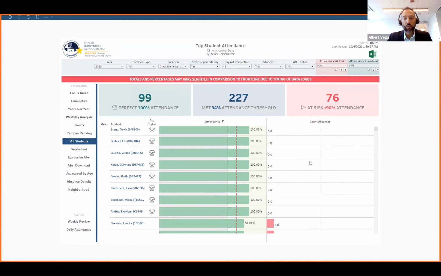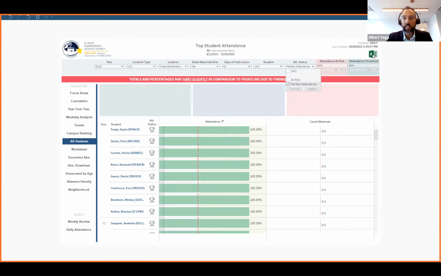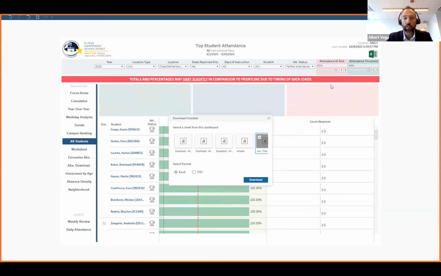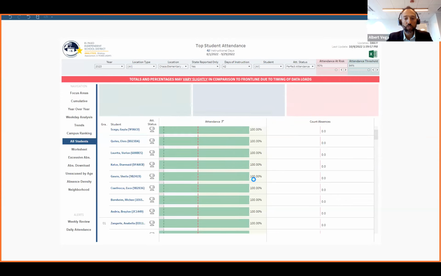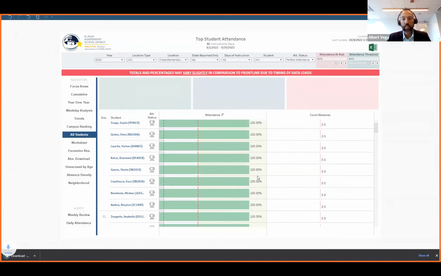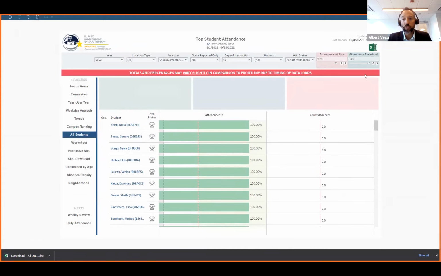Another thing that we've also implemented in here, if the campuses want to identify those 100% students, the students with perfect attendance, they can easily select that here in the filter. As soon as that filters out, they can click on this download icon and download all of the students that have perfect attendance, and they can go in and give out awards. They can also identify those students that are at risk, download those students as well, and do targeted support.